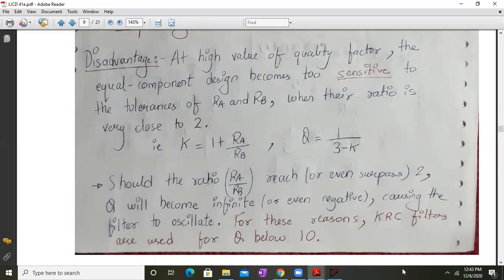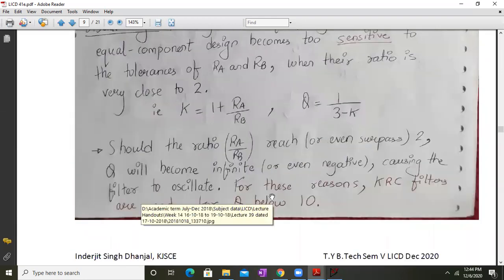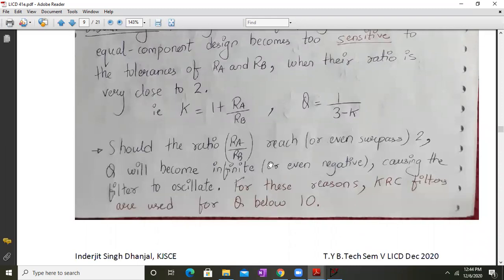If you look carefully at the expression of Q, we have 1 upon 3 minus K. So if K becomes 3, Q will become infinite. The ratio RA upon RB should never reach 2 or even surpass the value of 2. We have to take care of it, or the quality factor will become negative, or very, very high. Hence, for these reasons, KRC filters are used for quality factor lesser than 10.